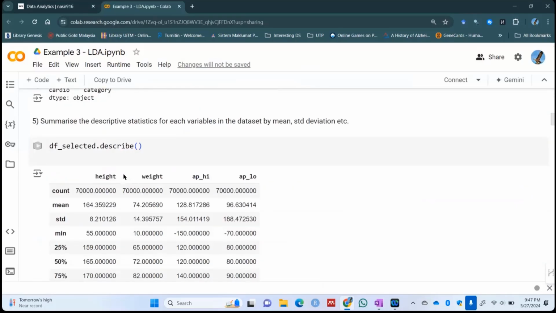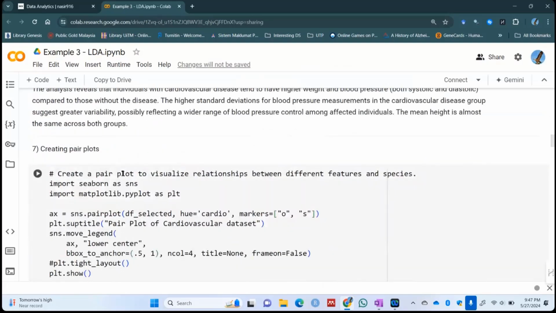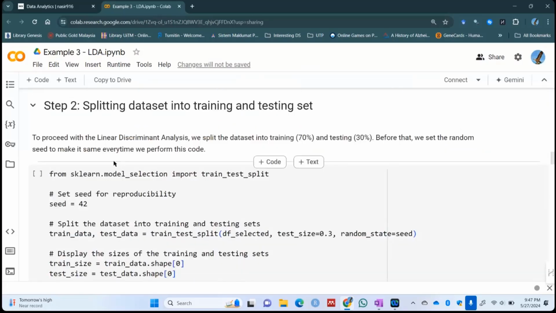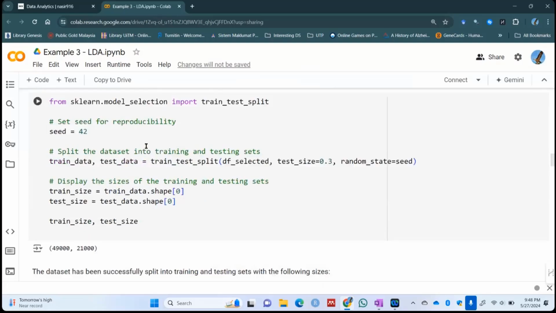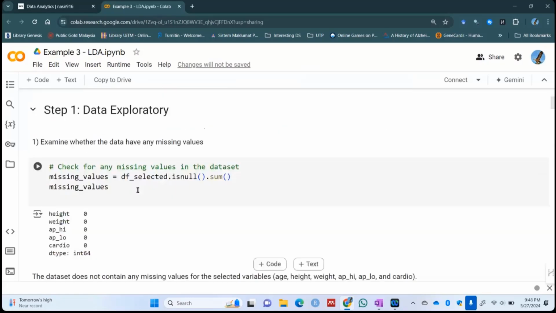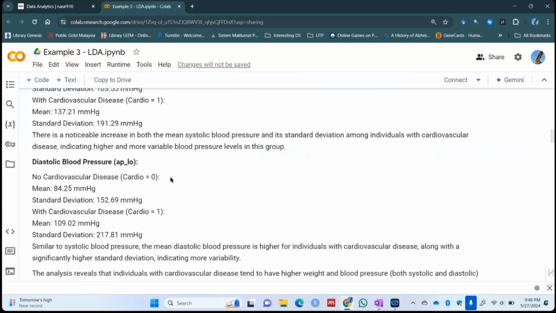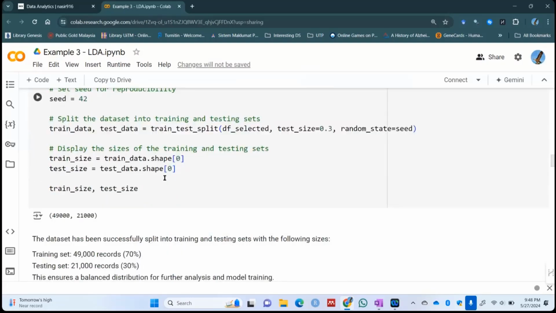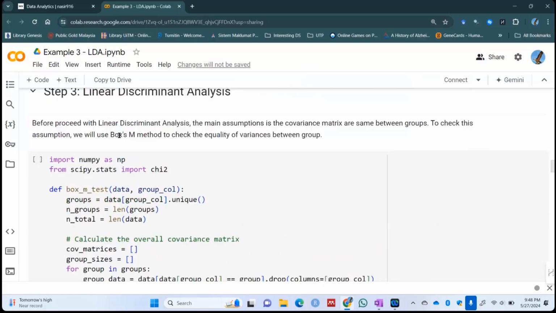what I did is, before we start with a linear discriminant analysis, we need to check the assumption. The first assumption is the data should be numerical, right? So if you look at this one, all the data are numerical except cardio. And second assumption, we need to check for equality of variance. So for equality of variance, I'm using the Box M method.